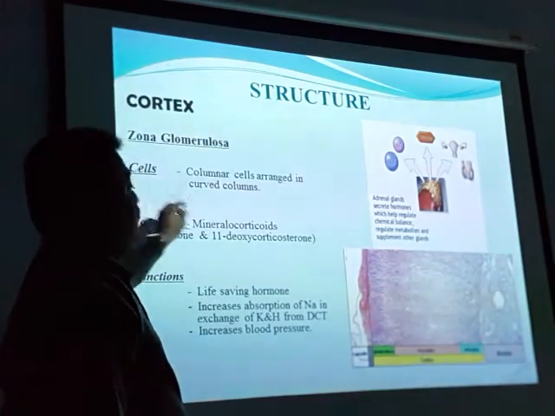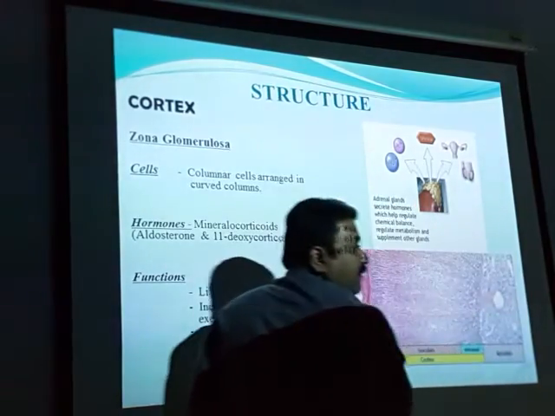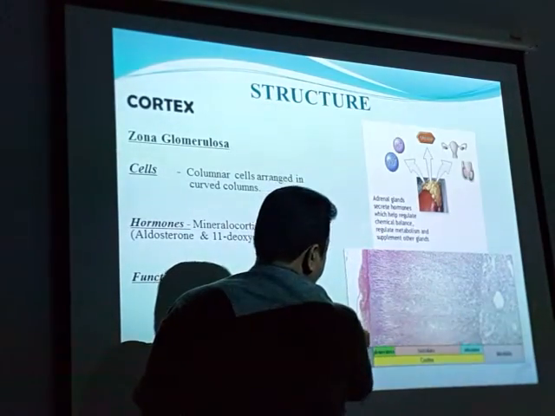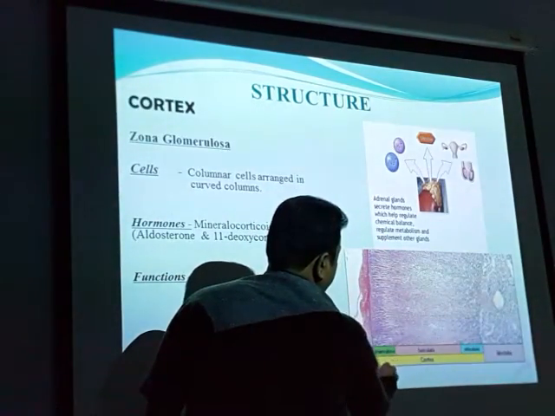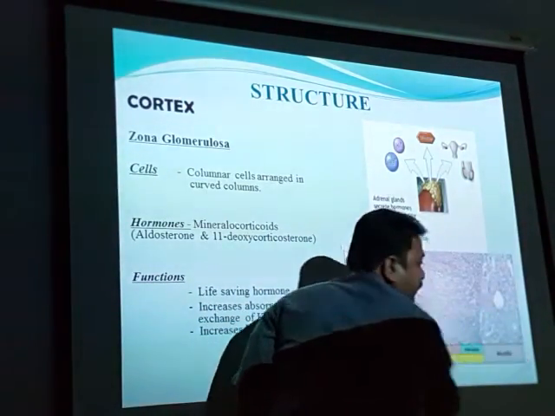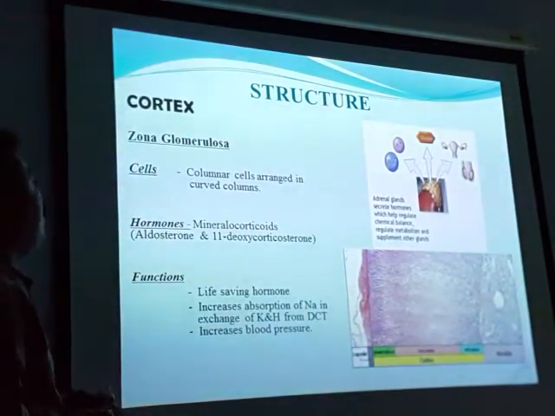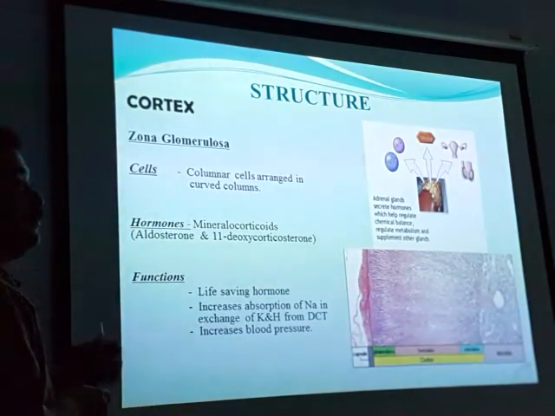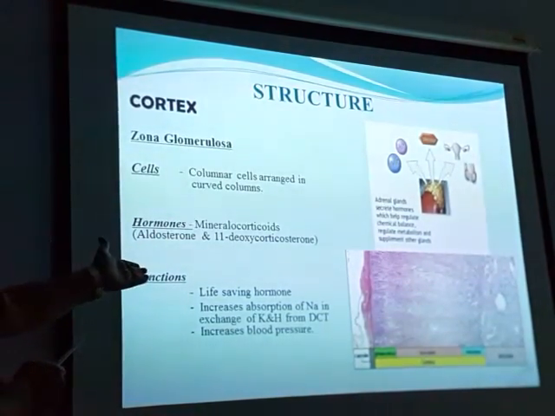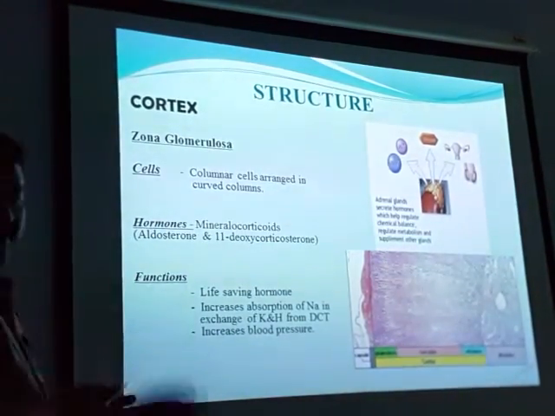This is the microscopic picture of the suprarenal gland. This is the capsule, and this area is glomerulosa, fasciculata, reticularis, and the inner one is the medulla. The cells in the glomerulosa are columnar cells arranged in curved columns. What are the hormones secreted by this layer? The adrenocorticoids, mineralocorticoids. What are the functions? Life saving, increasing the absorption of sodium and increasing the blood pressure.